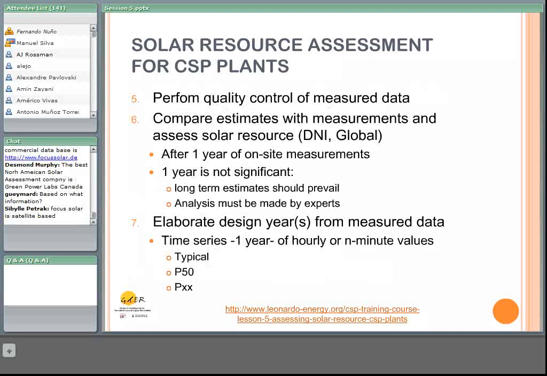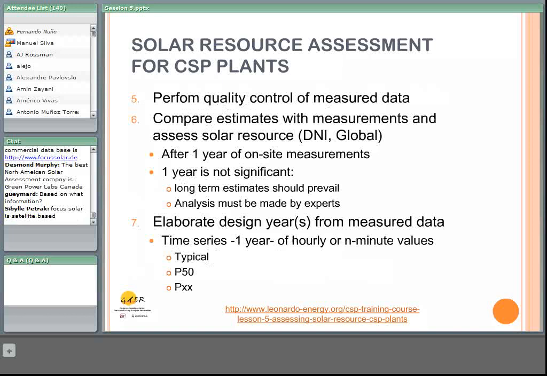Of course, you should perform a quality control of measured data. This quality control should be performed as frequently as possible so that you can detect possible errors as soon as possible and correct them, because it's important to get a series of measurements with as few gaps as possible. And then once you have your measurement station there and you have been measuring for a certain time, some authors recommend at least 1 year of on-site measurements.